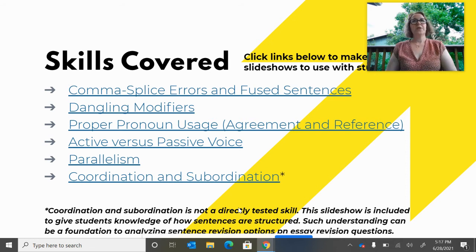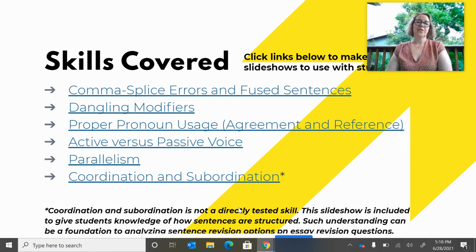But no, there's not a question that uses the terms coordination and subordination. So I just wanted to explain that in case you're like, why did she include this? There's no questions that ask about this specific skill. I think it's a good foundational skill. And if you have the time, I think it's something that would be great to talk about.